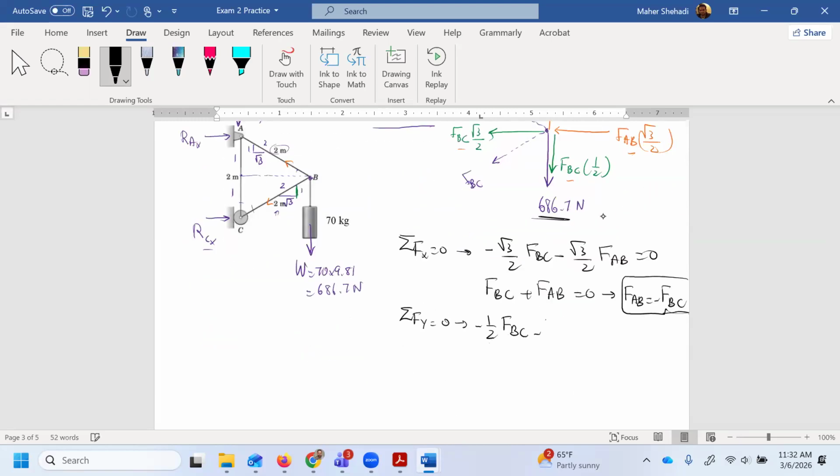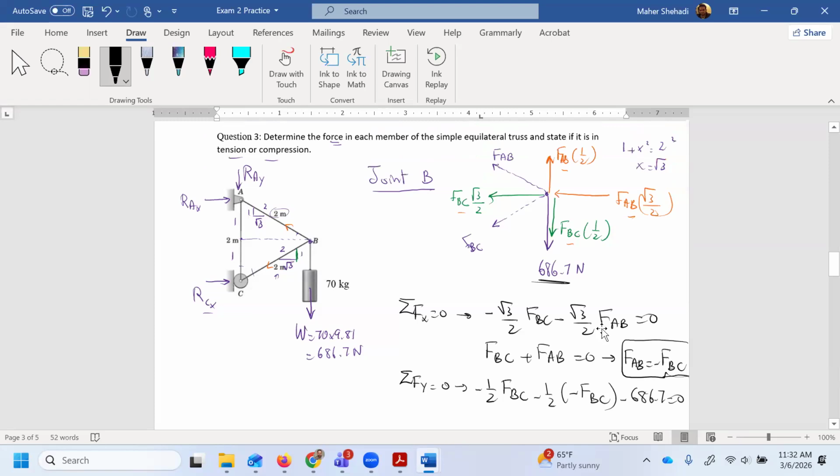It's also moving down. However, FAB is minus FBC, and then minus 686.7 equals 0. So here we will have something wrong. Just 1 minute. Oh, FAB is moving up, because that would actually be minus half FBC plus FBC divided by 2. So it would cancel, and we're saying negative 686.7 equals 0. It doesn't make sense. Therefore, I knew something was wrong.